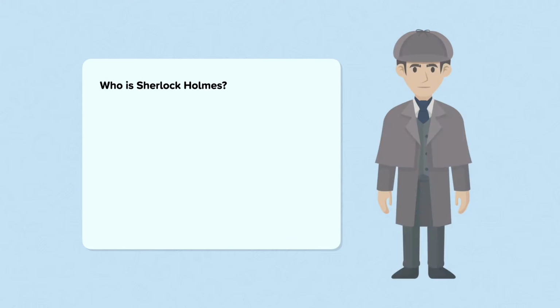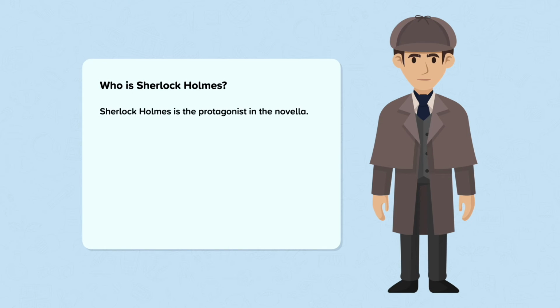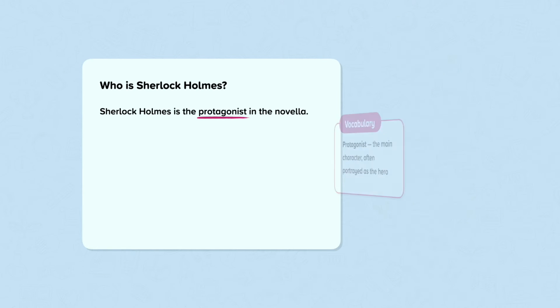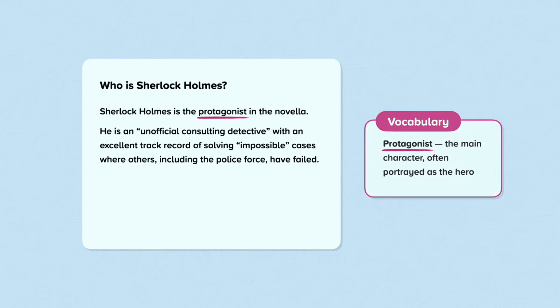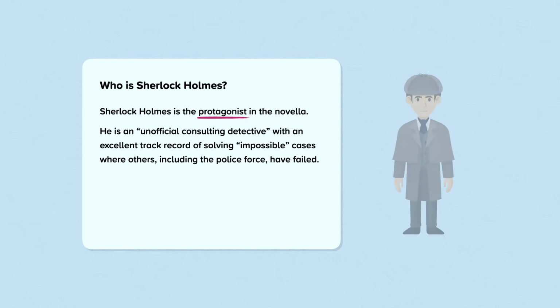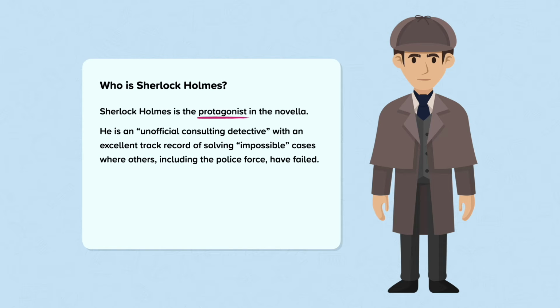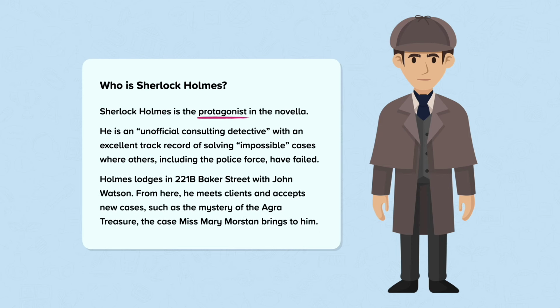So, who is Sherlock Holmes? Sherlock Holmes is the protagonist in the novella. A protagonist is the main character, often portrayed as the hero. He is an unofficial consulting detective with an excellent track record of solving impossible cases where others, including the police force, have failed. Holmes lodges in 221B Baker Street with John Watson.